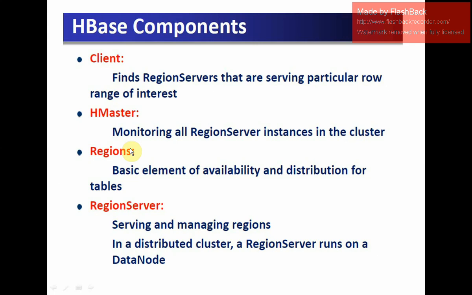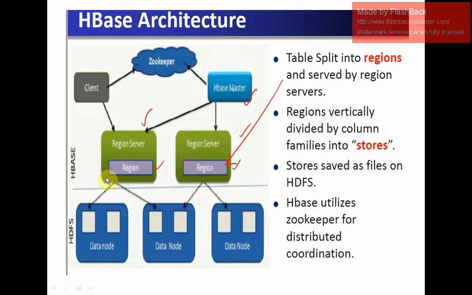Then we have the regions. These are the basic elements of availability and distribution of the tables. We have HBase tables, also called HTables. Then we have region servers, which serve and manage regions. Regions are about the data storage, where data has to be stored. In a distributed cluster, a region server runs on a data node, so region servers are a part of a data node.